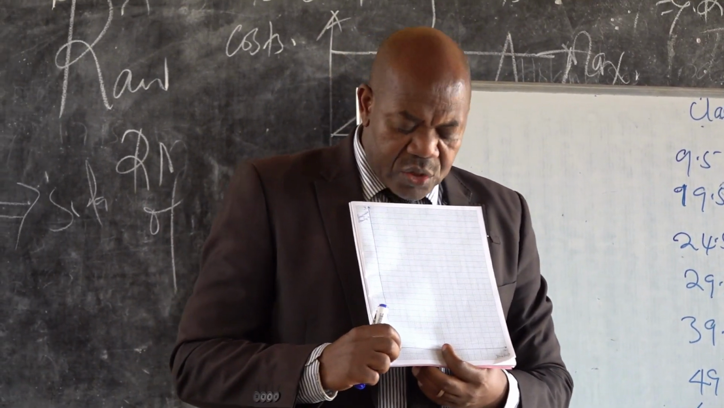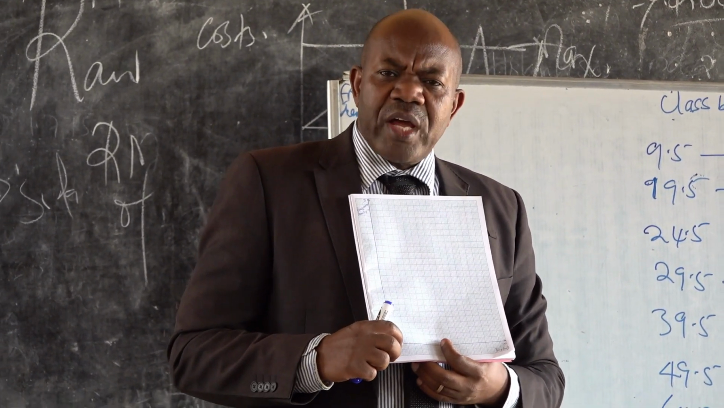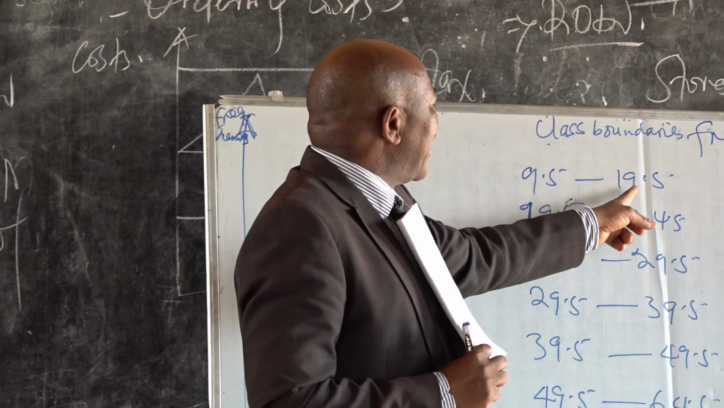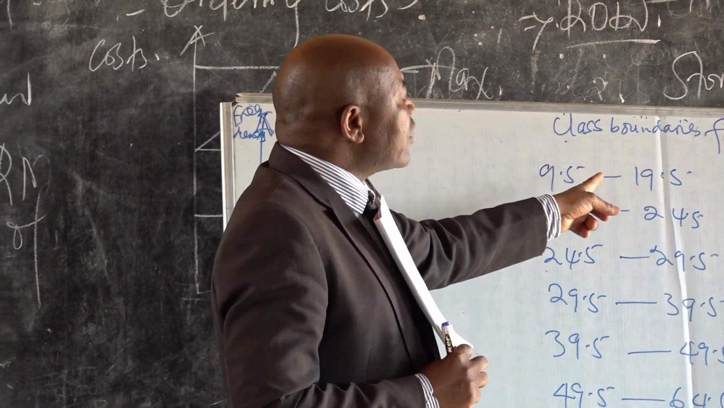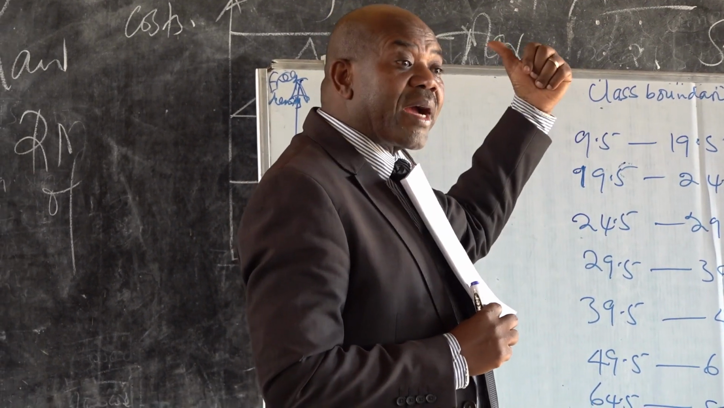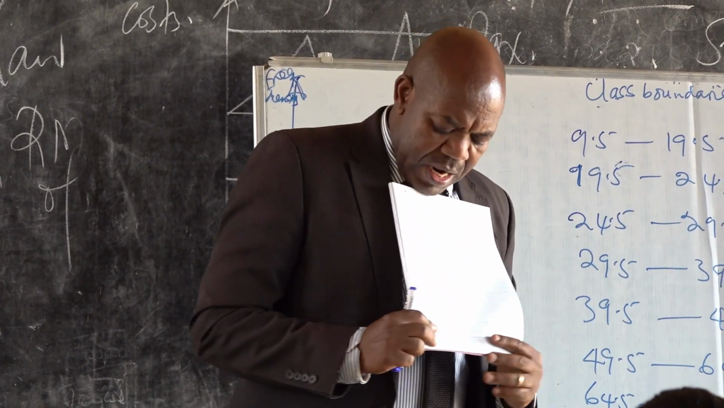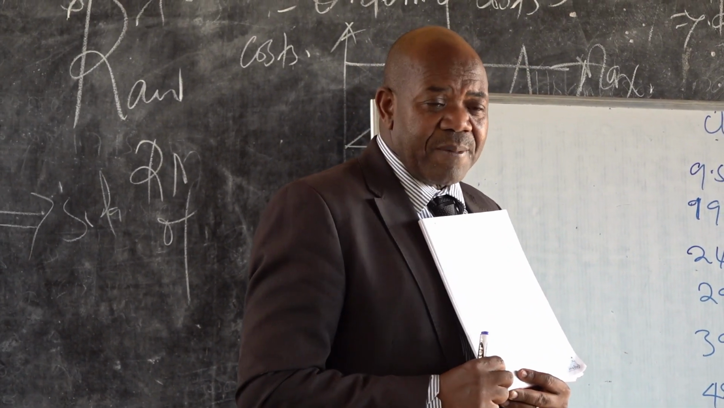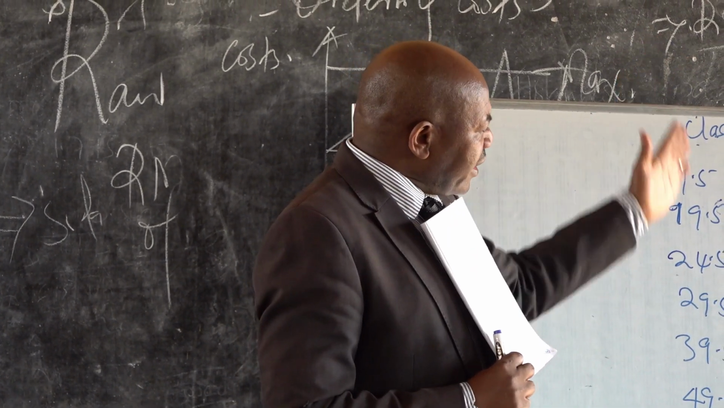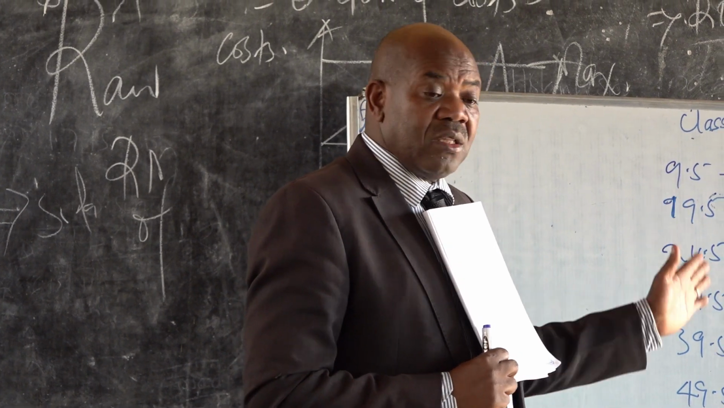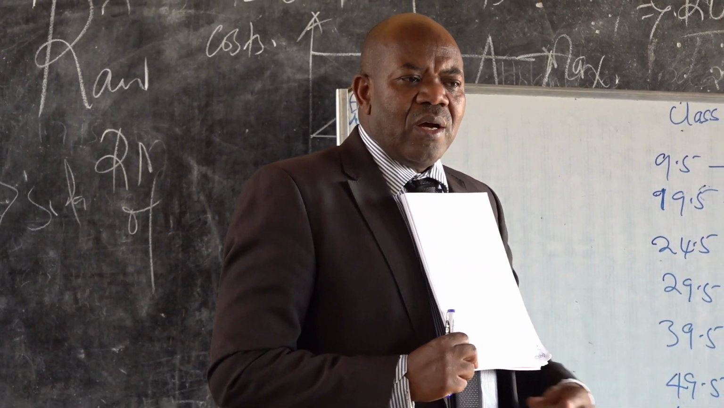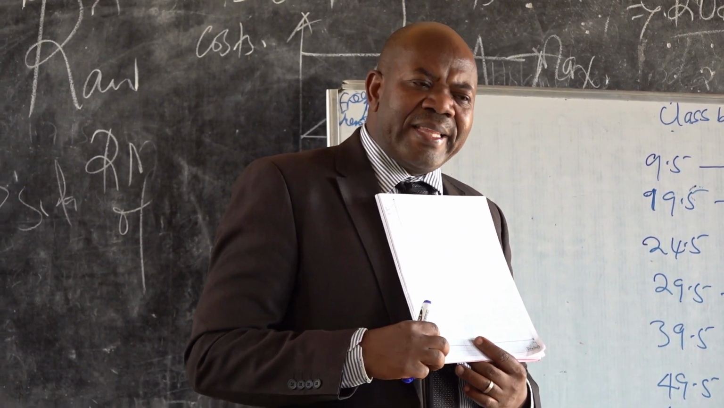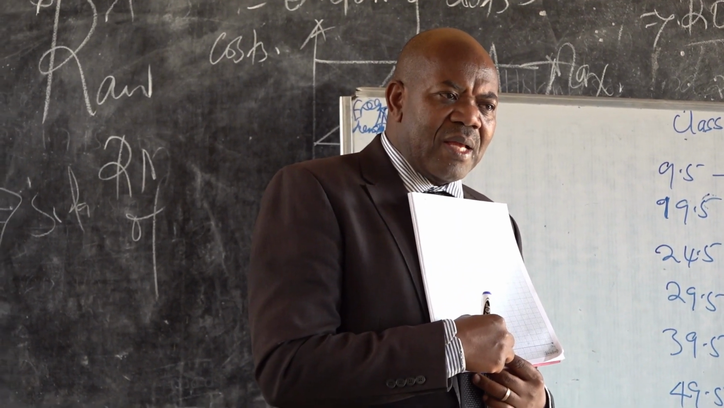I want to use the small interval, for example. If this short interval is going from 9.5 to 19.5, what was the class width? It was 10, isn't it? It is better to use the smallest. In the class intervals, they are all multiples of 5, so it is better we use an interval of 5 here. Are we together? Is that clear?